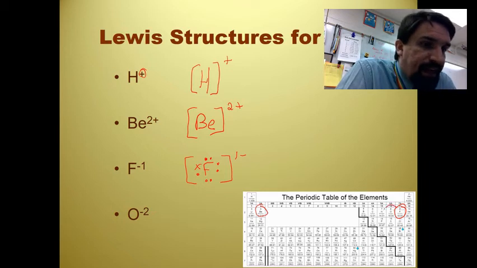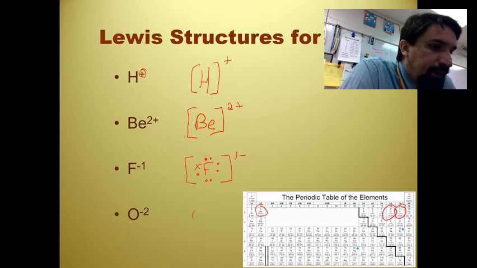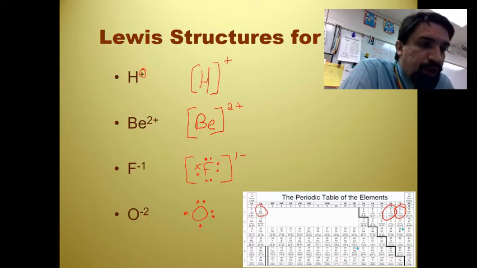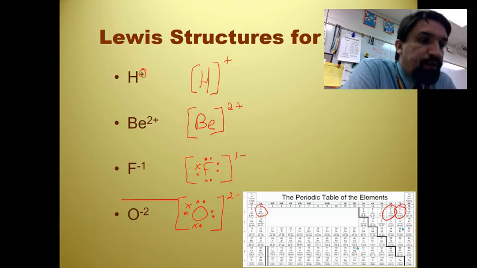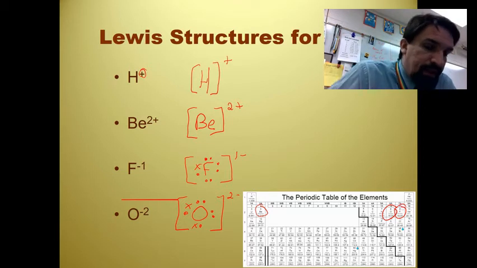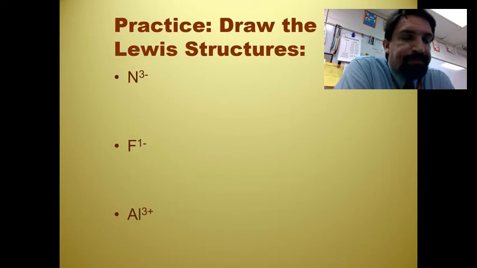And finally, oxygen here. I'm going to put the O in the center. There's usually 6 valence electrons on oxygen. But now I have to show that there are 2 extra electrons. Again, I'm going to use X's to represent the extra electrons. And that's going to be a 2- charge as well. Take a moment and see if you can draw these 3 ions.